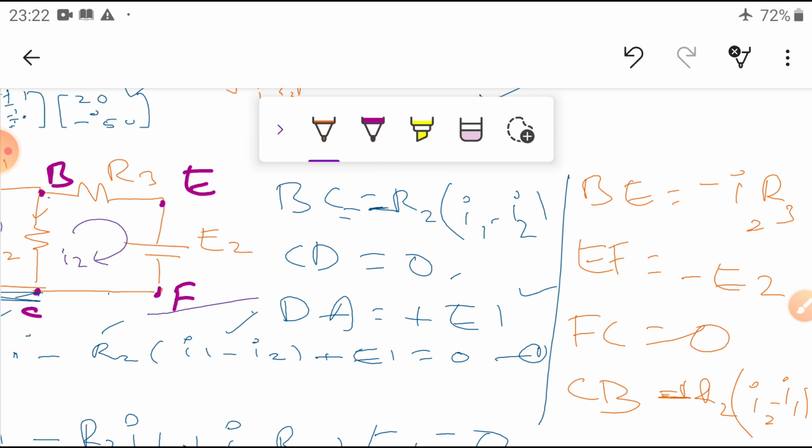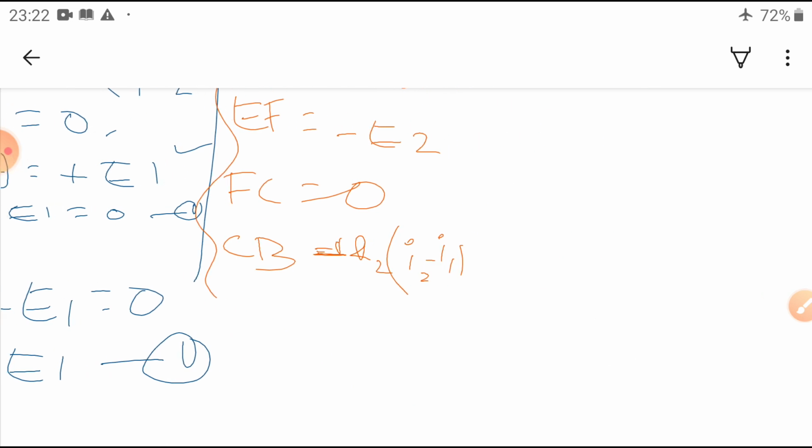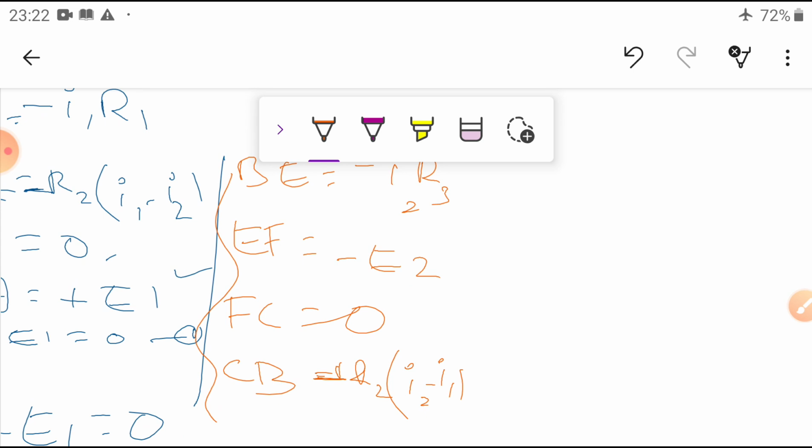Then write the total loop equation. What are you going to get? That is equal to minus I1 R2 plus I2 (R2 plus R3) is equal to minus E2. So that is the equation: minus I1 R2 plus I2 (R2 plus R3) is equal to minus E2.